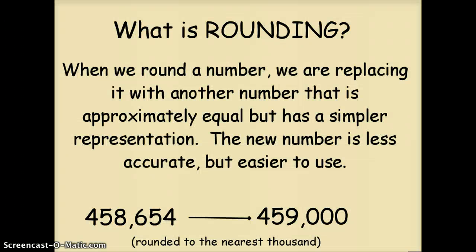What is rounding? When we round a number, we are replacing it with another number that is approximately equal but has a simpler representation. The new number is less accurate, but it's easier to use. For example, here we have 458,654. Rounded to the nearest thousand, this number becomes 459,000. Although these two numbers are not exactly equal, they are similar to each other and it's approximate. 459,000 is a lot easier to use when you're trying to do computations.